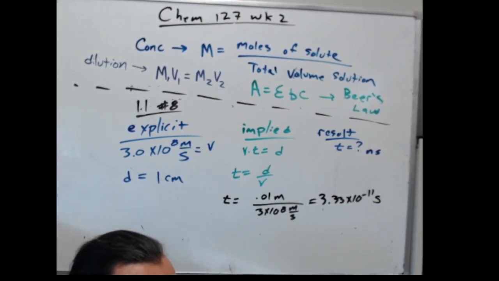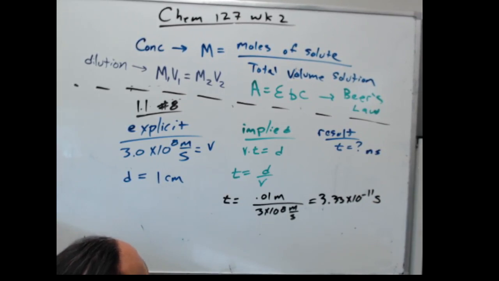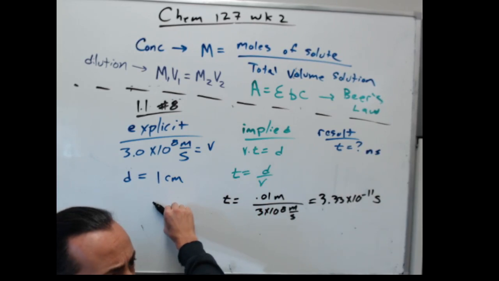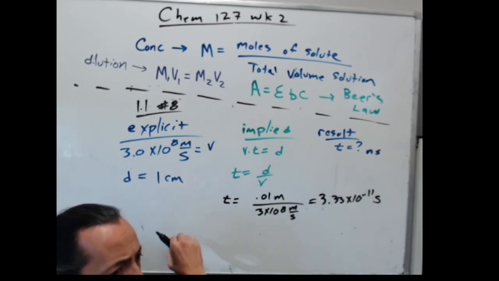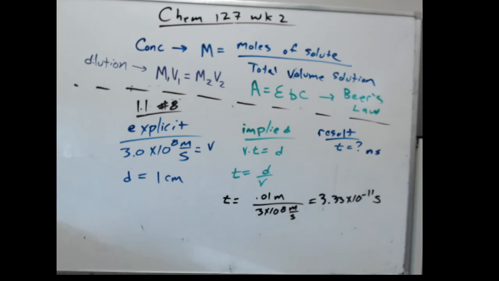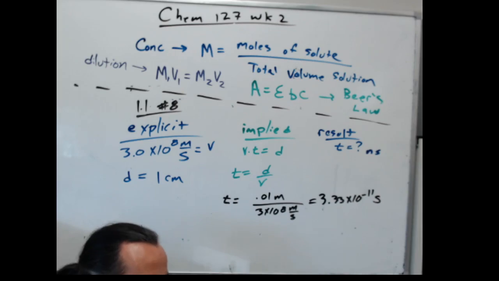Did I do this right? Velocity times time gets us distance. We are given a distance of 1 centimeter. Why do I feel like I messed something up? Whatever, let's just keep going. I feel like I messed something up, but everything is working out fine. I just thought it was going to be a bigger number than that. Now it wants an answer in nanoseconds. How long does it take in nanoseconds for light to travel 1 centimeter?